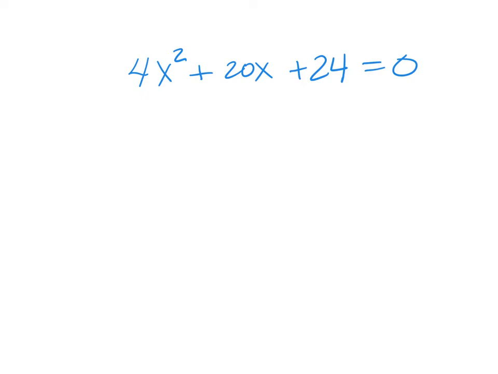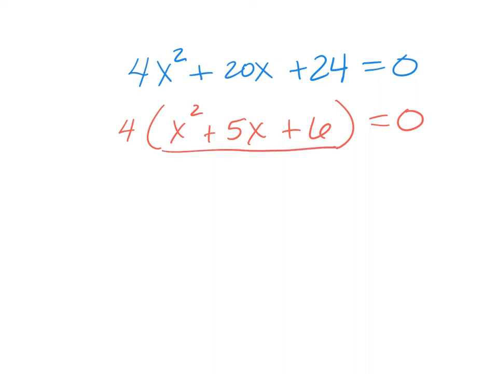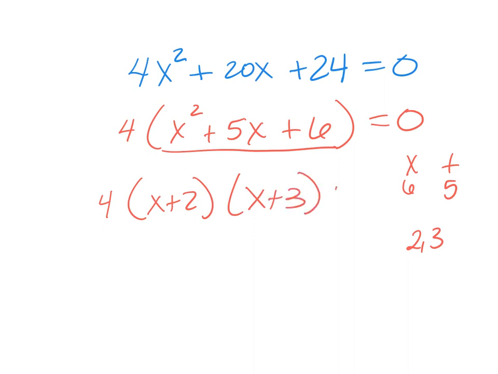So does 4 go into 20 and 24 and 4 evenly? Yes. So the first thing you're going to do if there's a number in the front is factor it out. So you have 4 and you have x squared plus 5x plus 6 equals 0. Okay? Now you proceed to factor this the way we've just been factoring. What times what is 6, and added together is 5. So 2 and 3. So this ends up being 4, parenthesis, x plus 2, x plus 3 equals 0.